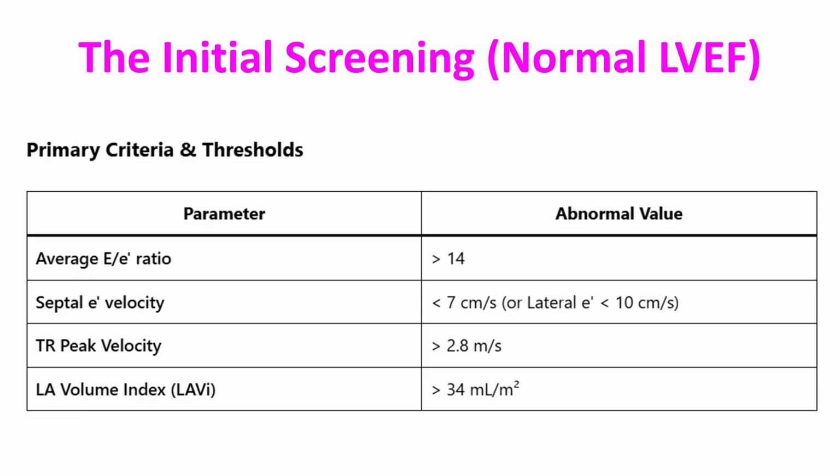Peak tricuspid regurgitation velocity more than 2.8 meters per second. That will correspond to a TR gradient of nearly 32 millimeters of mercury and above 40 millimeters of mercury systolic pressure in the pulmonary artery. Left atrial volume index more than 34 ml per meter squared, indicating that the left atrium is dilated.